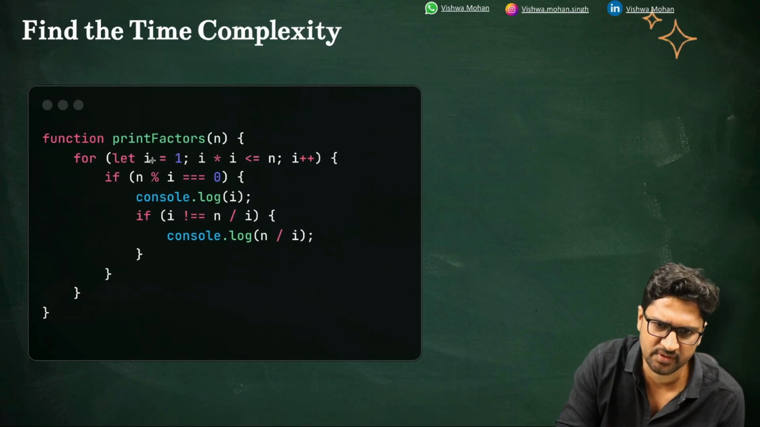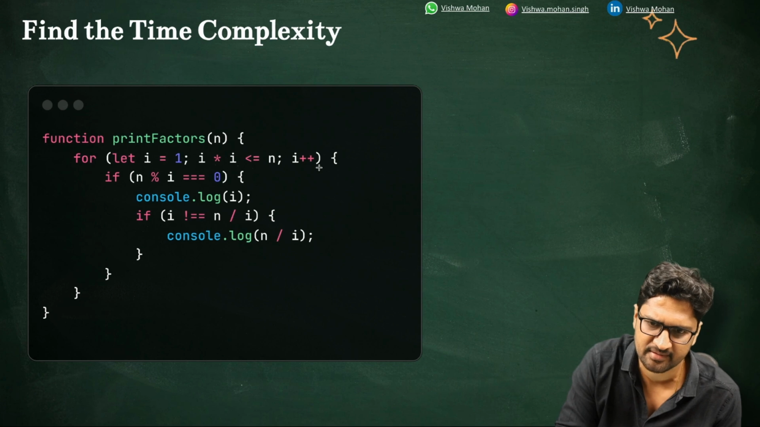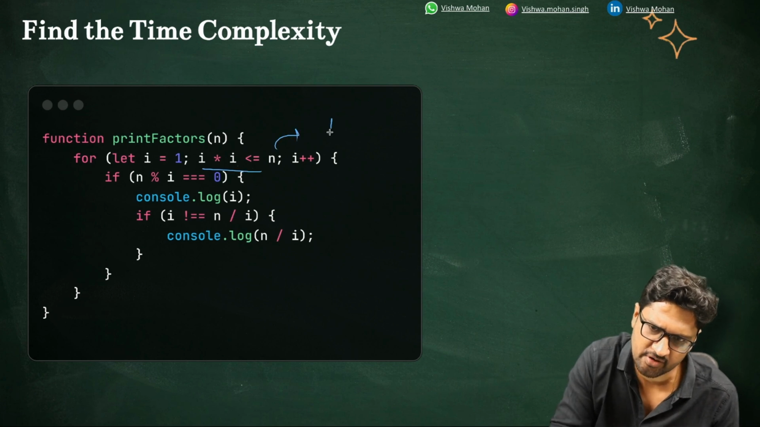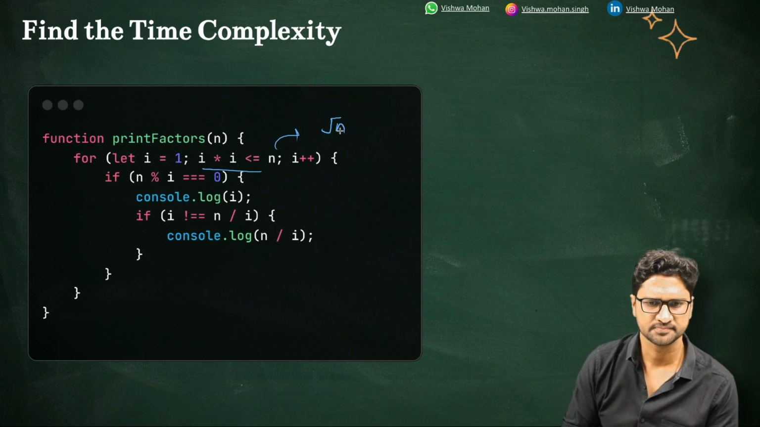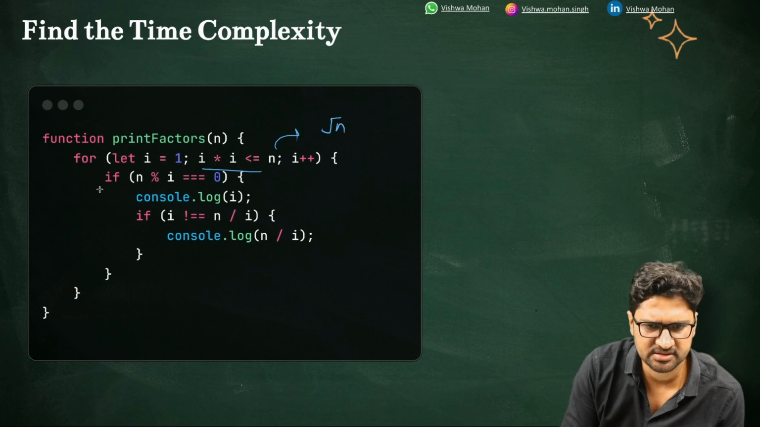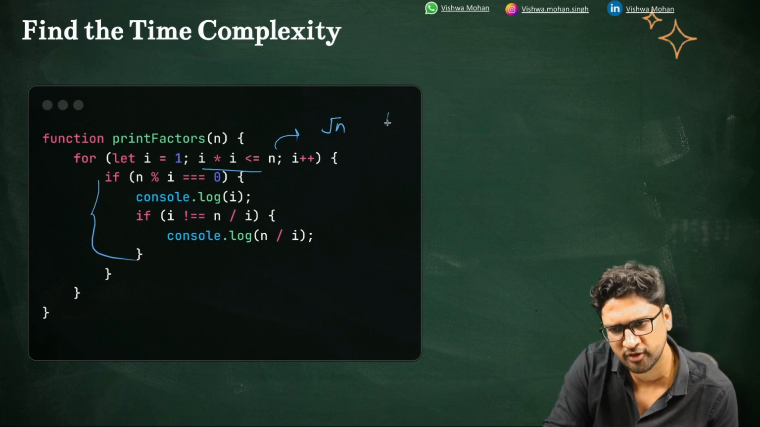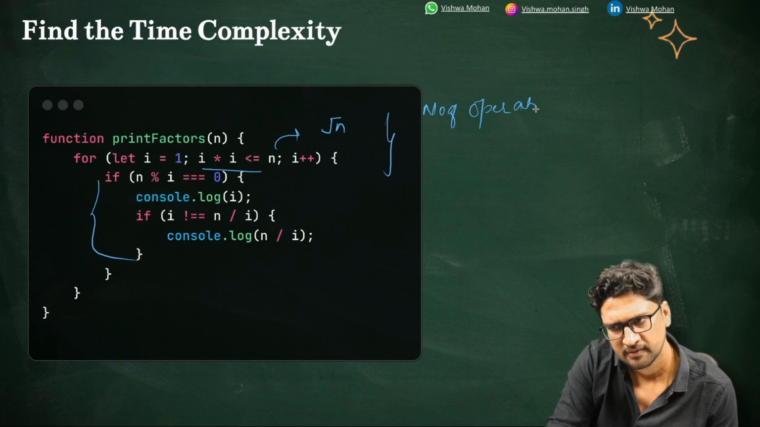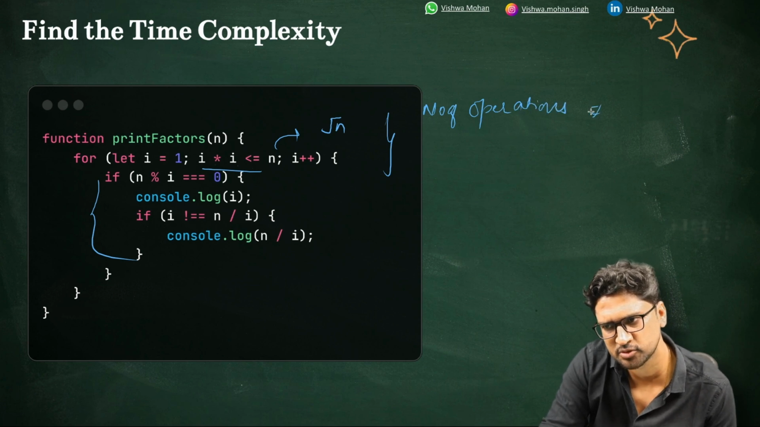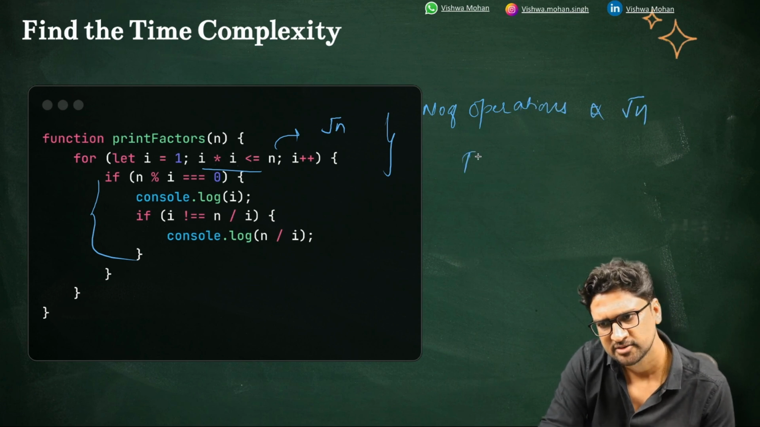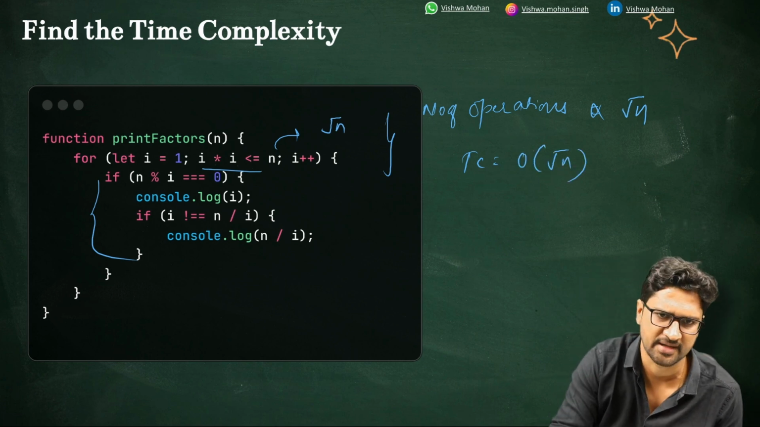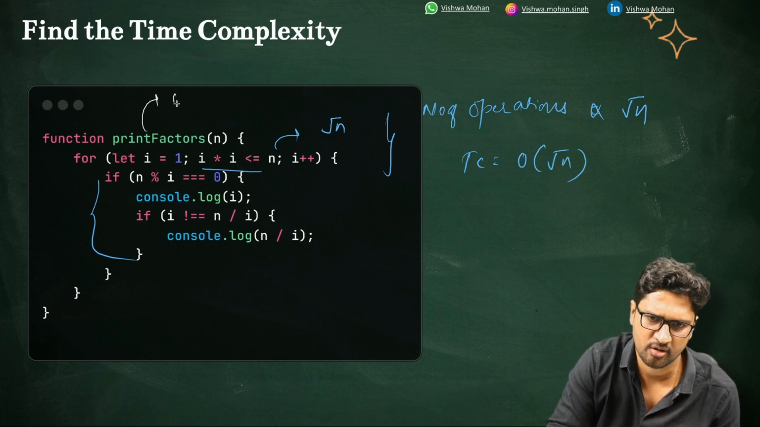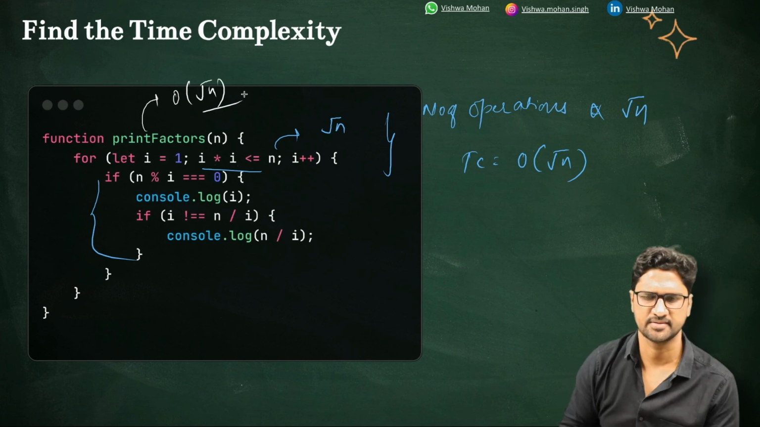If I see this one, i equals 1, i square, this will run for square root of n times, and then this is just the conditional check. So the total number of operations that I see here is proportional to square root of n. So time complexity will be order of square root of n. So the time complexity here is order of square root of n.